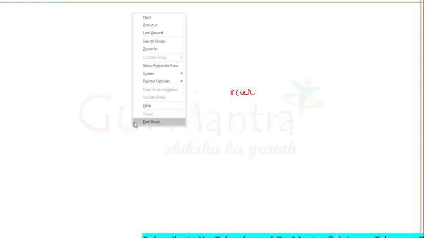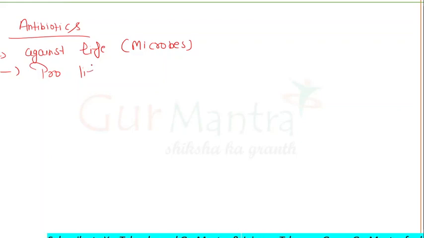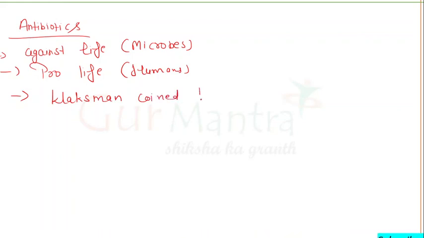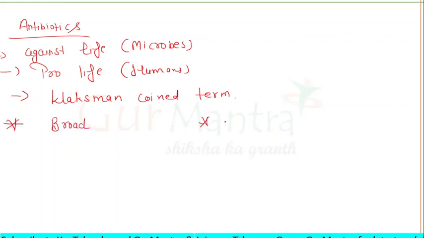Then come your antibiotics. What are antibiotics? Antibiotics means against life, but they are against the life of microbes, and they are pro-life for humans. The term was coined by Waksman.